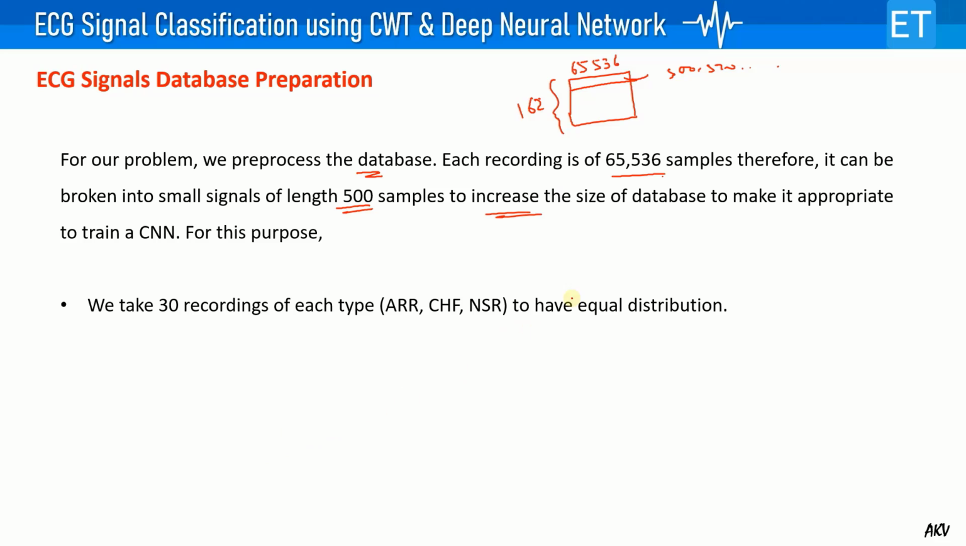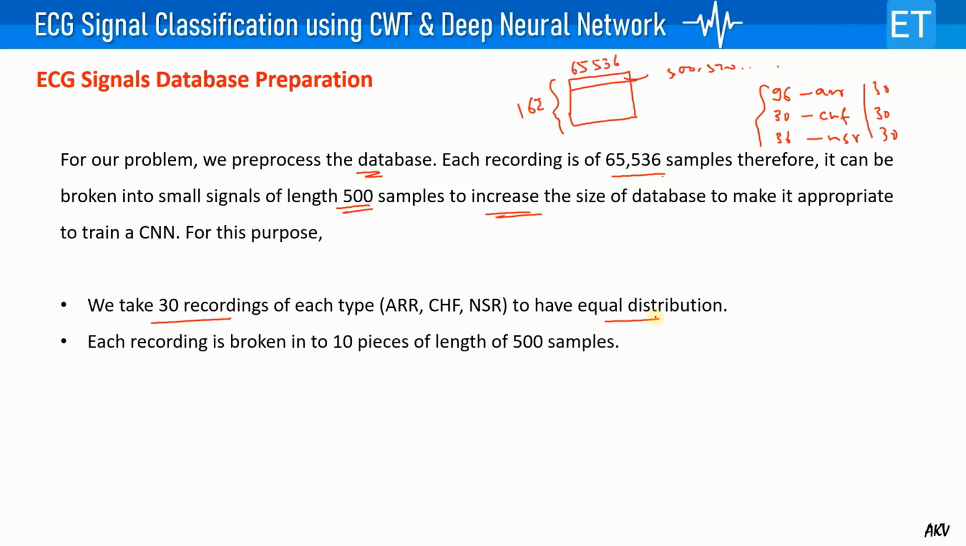And also, as you have seen, there are a total of 162 recordings, out of which 96 are of type ARR, 30 of type CHF, and 36 of type NSR. So we also have an unequal distribution of each. So to have an equal distribution, we are taking 30 of each. Okay, so we are taking 30 recordings of each type to have the equal distribution.